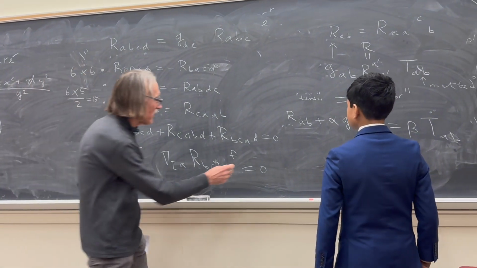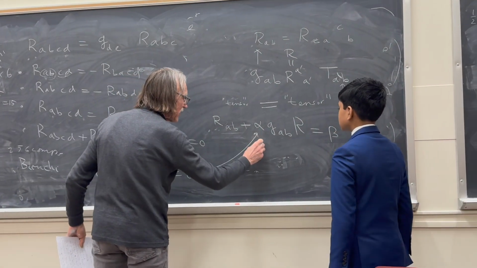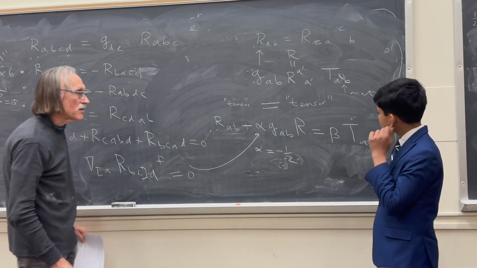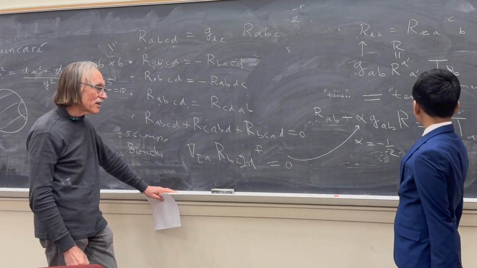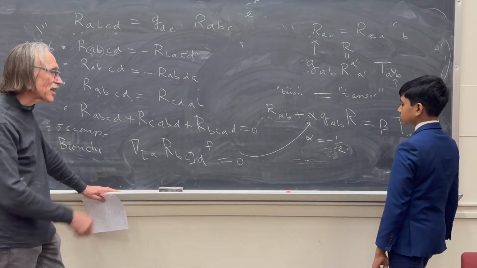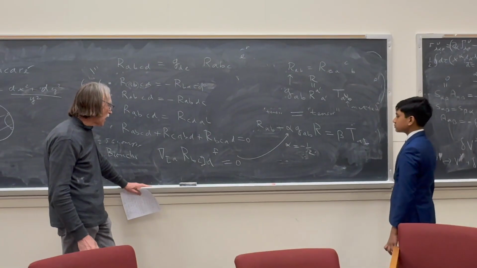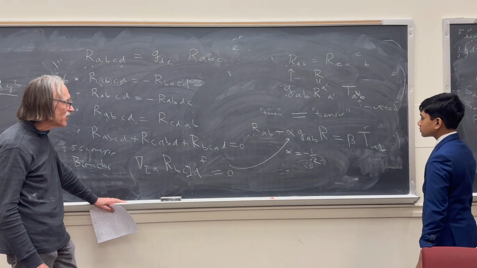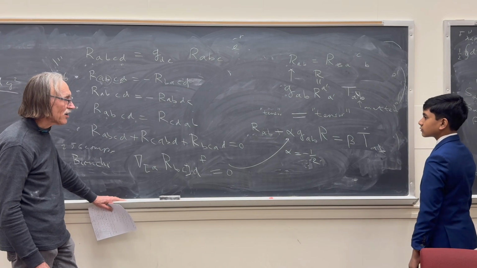And from this identity, it follows that this alpha is equal to -1/2. So there's no other possibility. That is just determined by the math, because we know that this identity should be valid. And that identity just follows from the commutation relations of the covariant derivative.